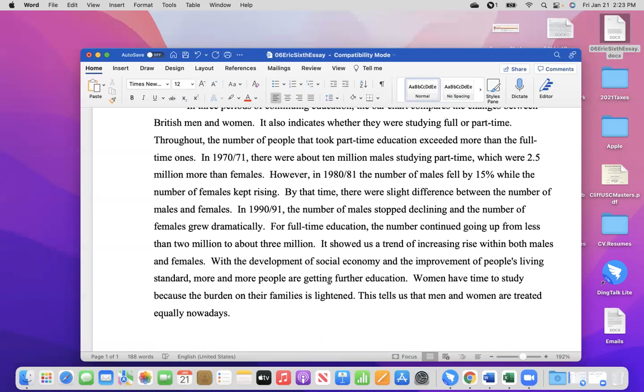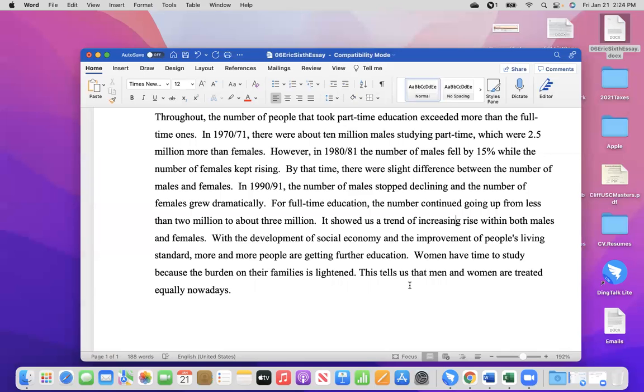For full-time education, the number continued going up. Eric, this is very good, because you're using different words. And that's going to be part of it, especially for the IELTS. They want to see how many words you use correctly, whether you're speaking or writing. So you're using different words, like going up, increasing, rising. Excellent job. For full-time education, the number continued going up from less than 2 million to about 3 million. Another very good sentence. So here we go.